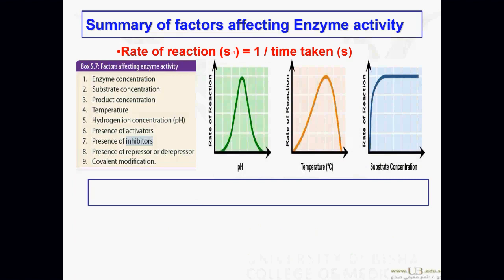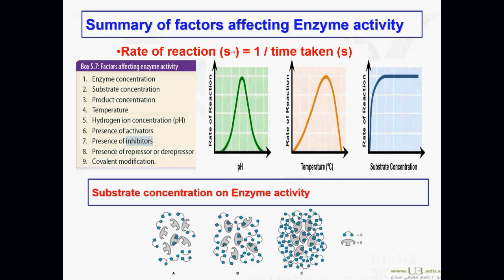And the substrate concentration is completely different, because the rate will gradually increase with increasing substrate concentration until we reach the Vmax, at the maximum binding possibility of the enzyme and substrate. Any addition of extra substrate will not change the enzyme-catalyzed reaction, because there are no more enzymes to bind. And this can be explained by this example.